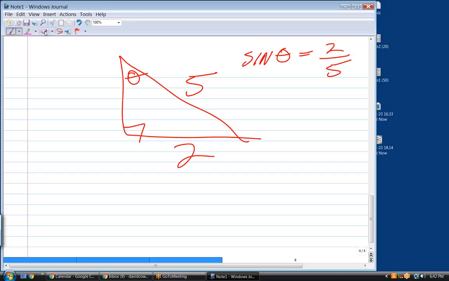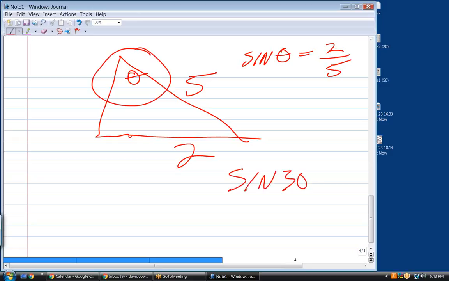If it's not a right triangle, you can't do any of that. In other words, if it's a triangle like that, then I can no longer say the sine of theta is 2 over 5. That definition, SOHCAHTOA, only applies to right triangles. However, the sine of any angle is always the same. In other words, the sine of 30 degrees is always 1/2. And the sine of 29 degrees is slightly less than 1/2, maybe 0.48 or so.